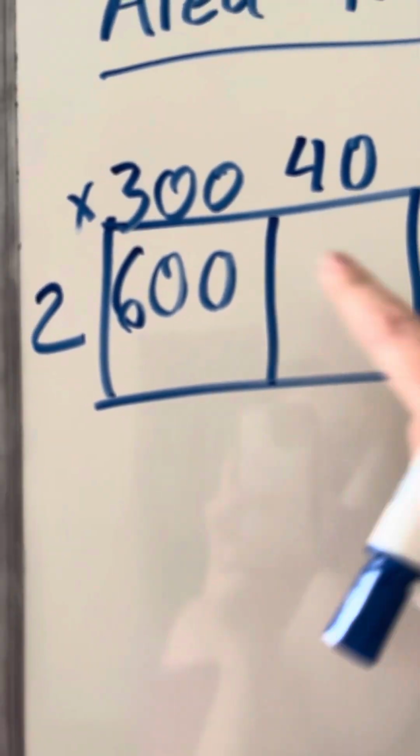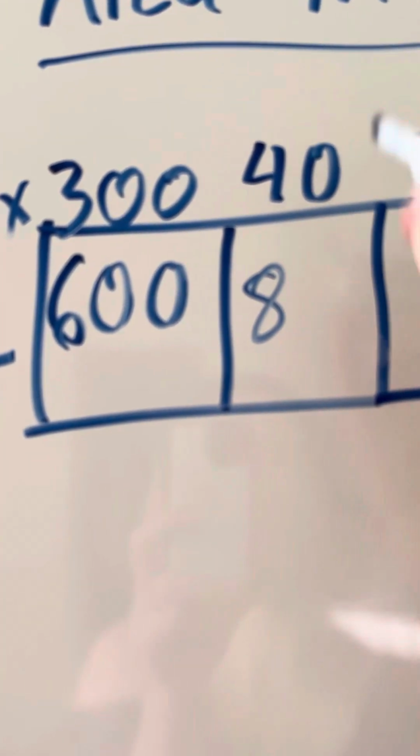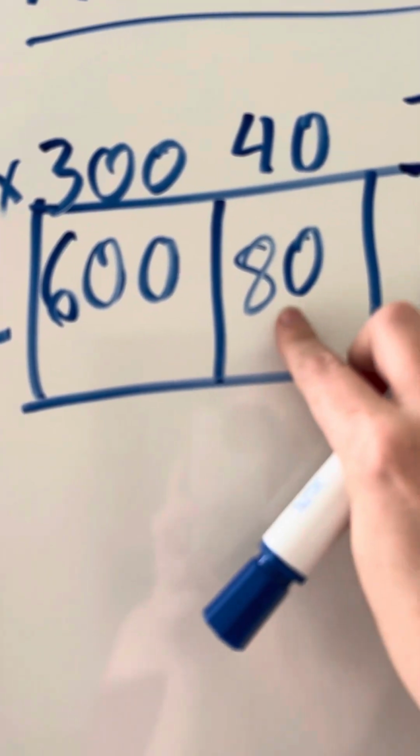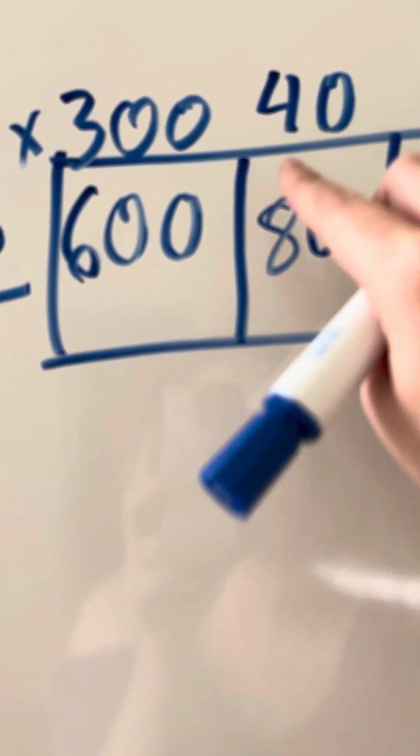Now we move on to the tens place. 2 times 40: 2 times 4 is 8, carry down that 0 because guess what? We are in the tens place, so that means it is going to have that funny 0 that comes down. So our final answer for this box is going to be 80. 2 times 4 is 8, carry the 0, that is 80.